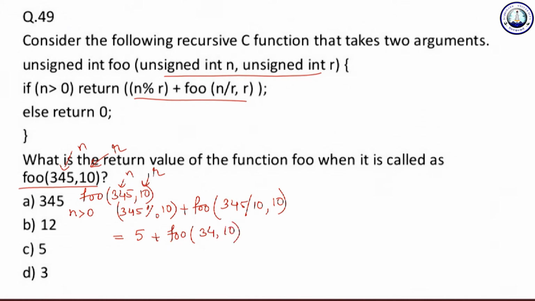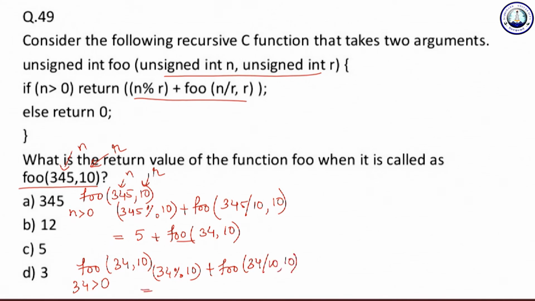Now, coming to this one, it will be foo of 34 comma 10. So, 34 is greater than 0. So, 34 modulo 10 plus foo of 34 divided by 10 comma 10. So, 34 modulo 10 will be 4, plus foo of 3 comma 10.